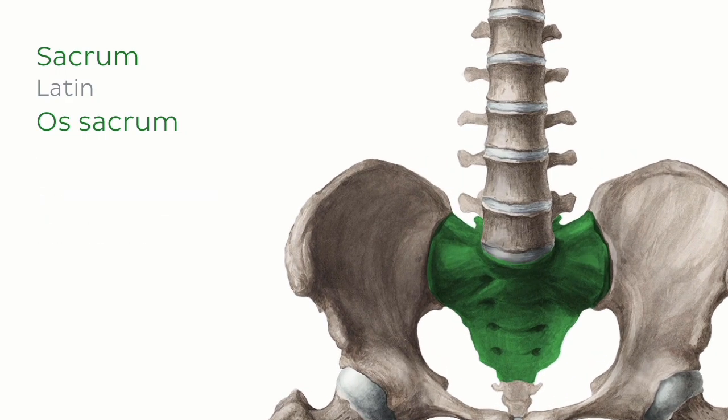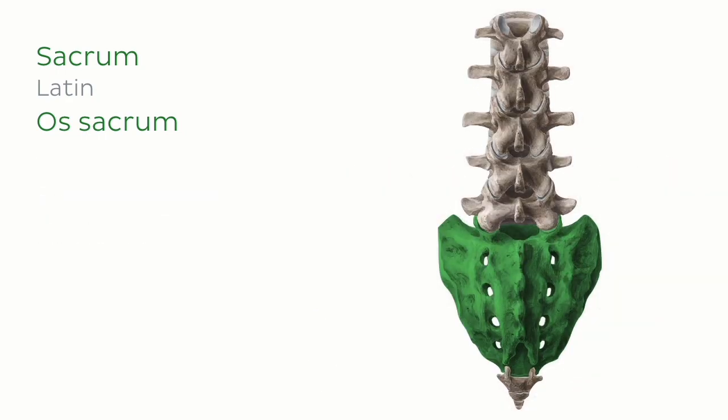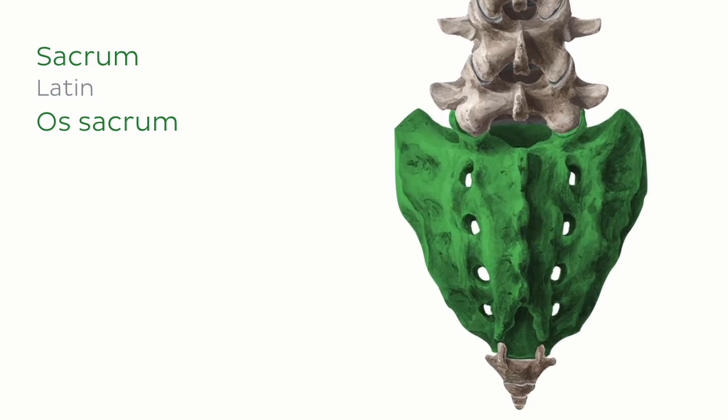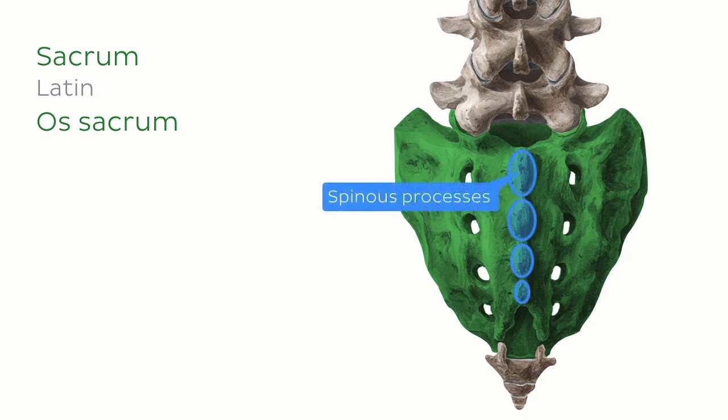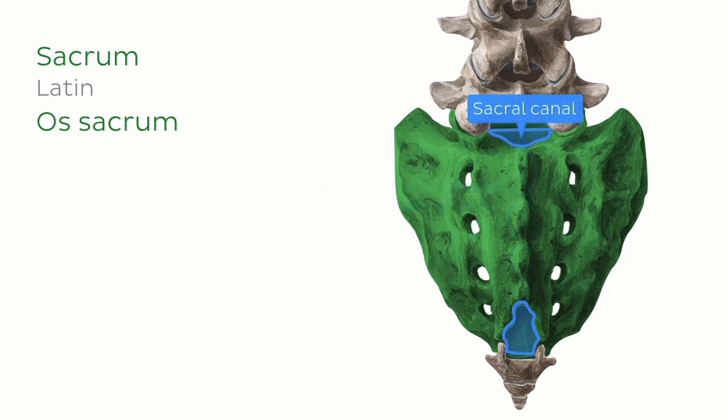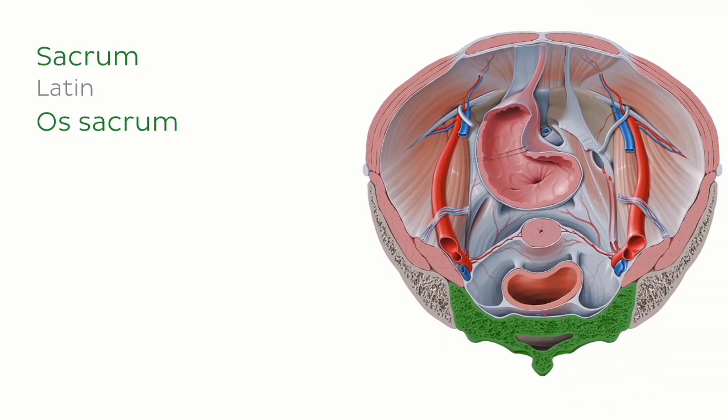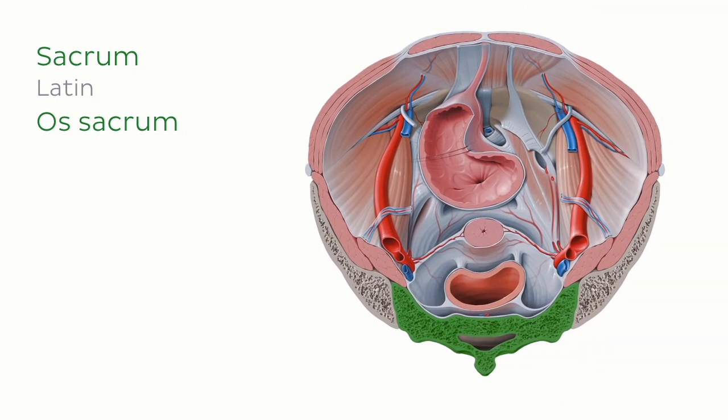Over here we see the sacrum from a posterior view, and it's a really good landmark to orientate yourself when looking at illustrations or medical images. Easily identifiable on its posterior aspect are its spinous processes and sacral canal. So going back to the superior view of the bony pelvis, we can see the triangular sacrum posteriorly articulated with the other bones of the pelvis.